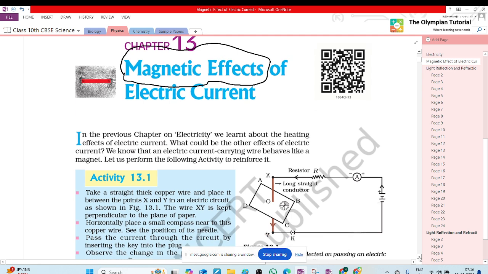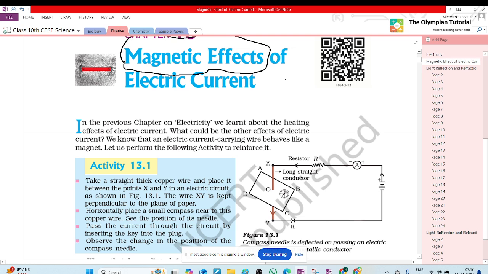So, magnetic effect of electric current. We are going to start this chapter. By the name of the chapter, it is clear that magnetic effects are also produced by the electric current. Okay. Yes, ma'am.